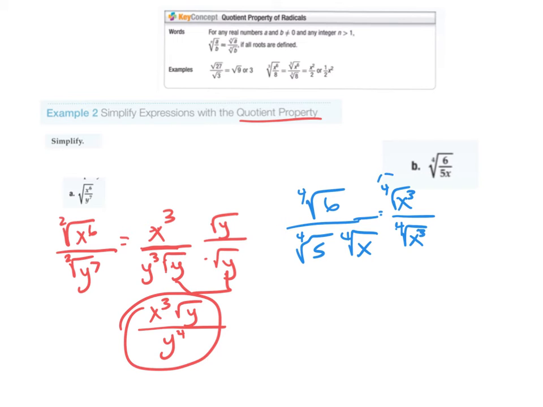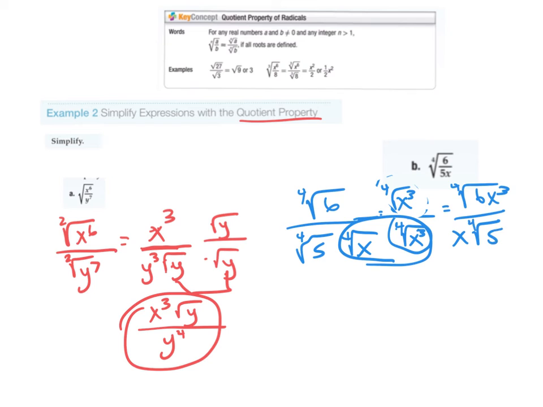So this ends up as an x, well, this part doesn't end up as an x, my fault. The bottom ends up as an x because we have 4 of them. So if I multiply this, I'm going to end up with the 4th root of 6x cubed in the numerator. So that takes care of this part. But down here, this part becomes just x. So now I have x in the denominator, but I still have the 4th root of 5.